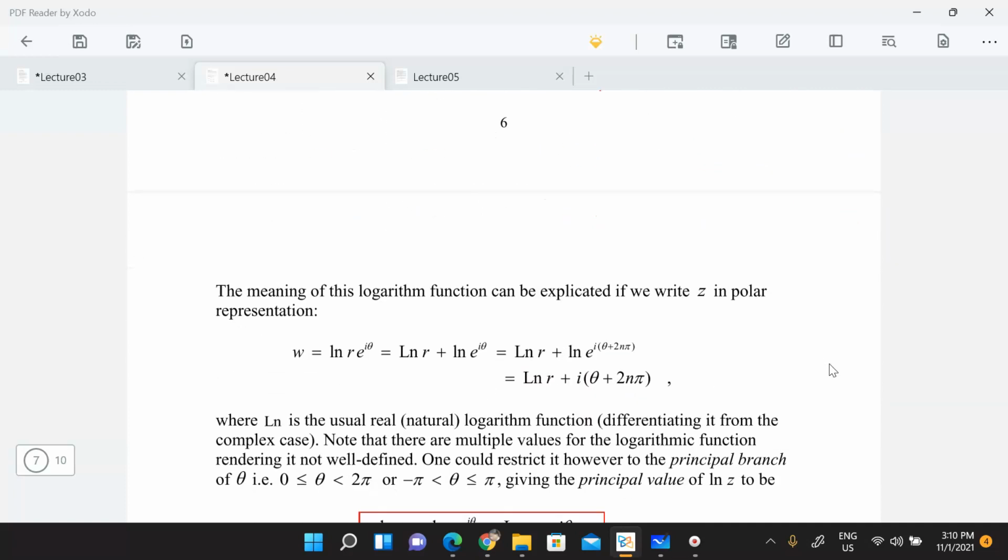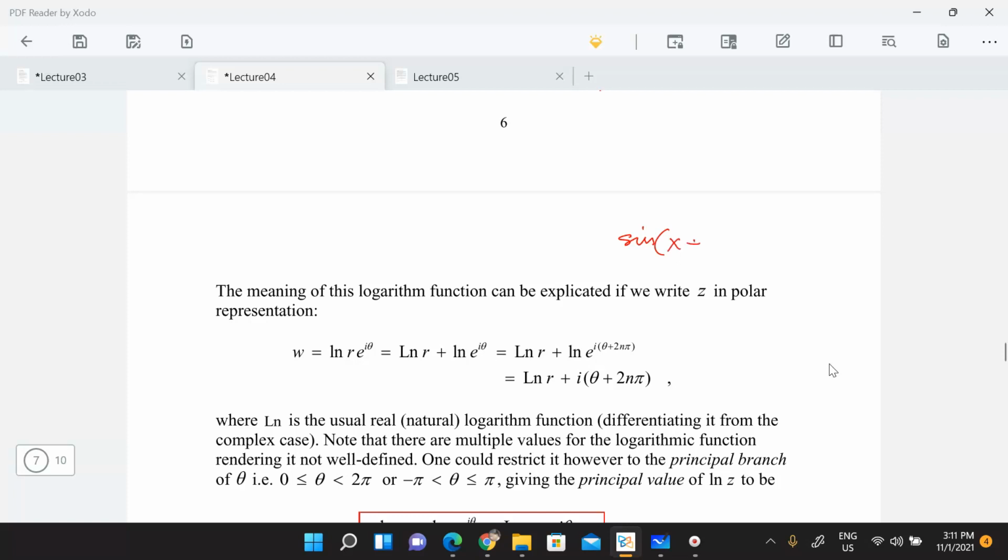Now, let's try to understand. The complex function is not as transparent as a real function, because one of the things you need to do is break it up into two parts, and then you find how the real part of the function behaves and how the imaginary part of the function behaves. This is also true for the trigonometric functions.